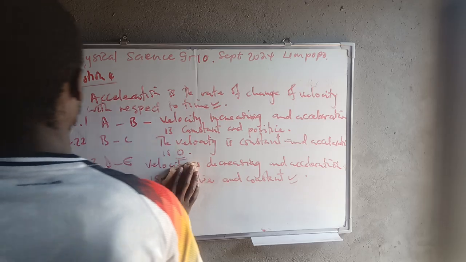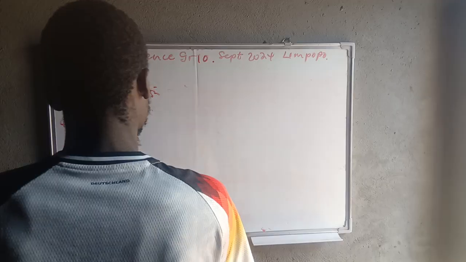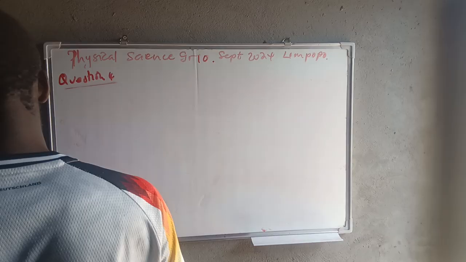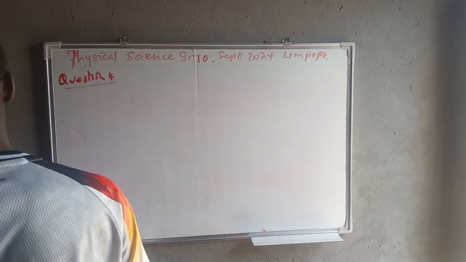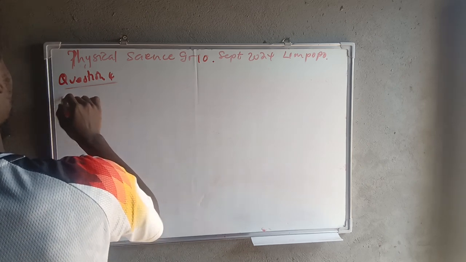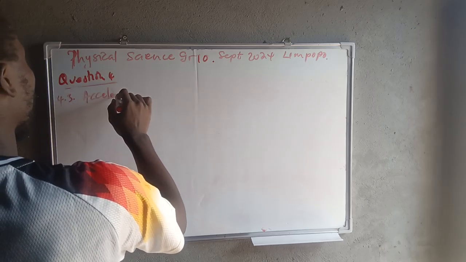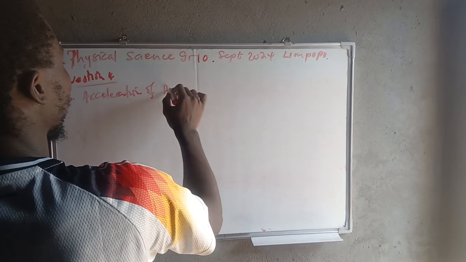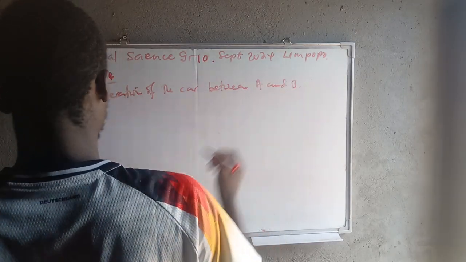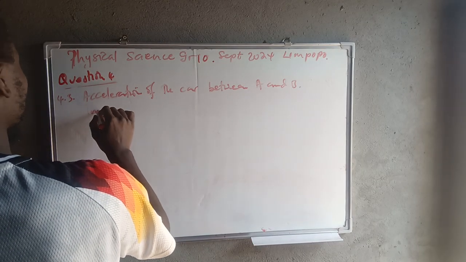Then question 4.3 says determine the acceleration of the car between point A and point B. So how do we find the acceleration of the car? For 4.3, we're finding the acceleration of the car between point A and B. So we're going to find the initial velocity.